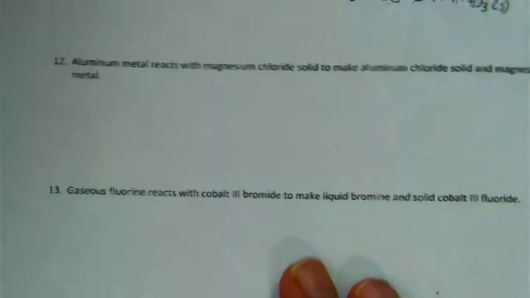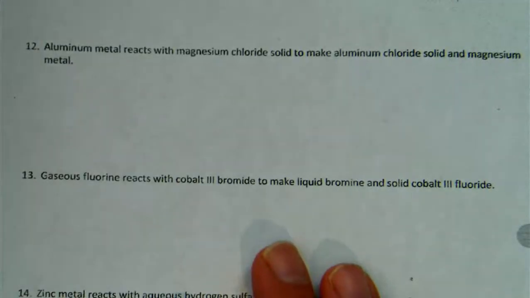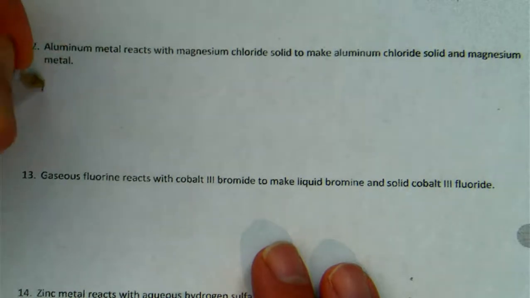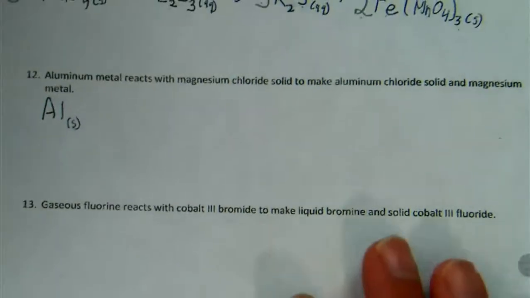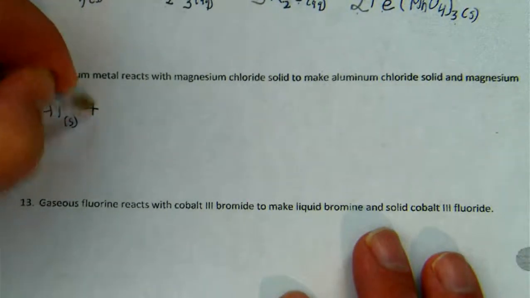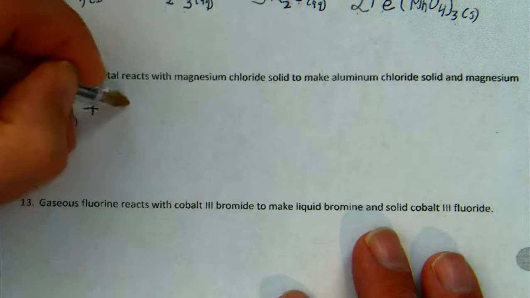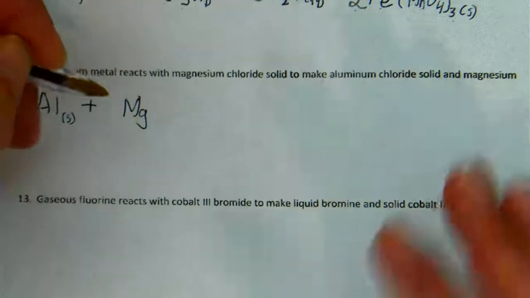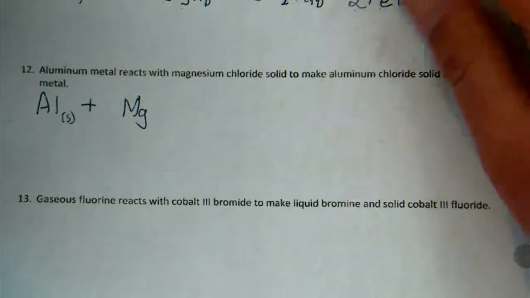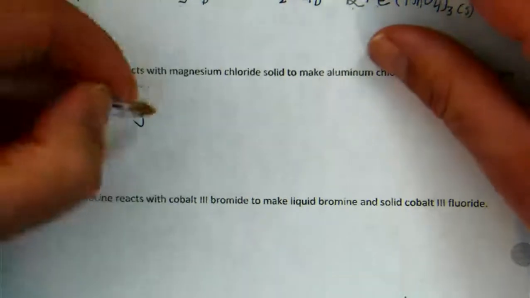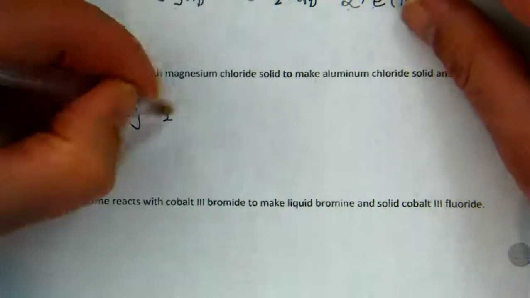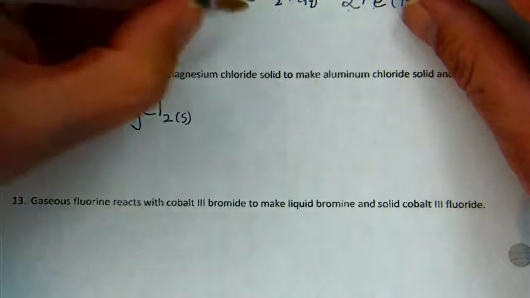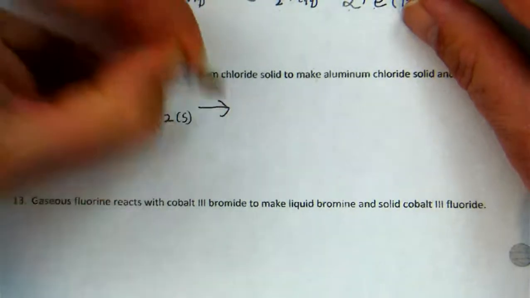Number 12, aluminum metal reacts with magnesium chloride solid to make aluminum chloride solid and magnesium metal. Aluminum metal just means aluminum, if you like, with a subscript S for solid. Reacts with, that's a plus sign. Magnesium chloride. Magnesium is always a 2 plus because it's an alkaline earth metal. Chlorine is always a -1 because it's a halogen, and therefore you're going to need 2 chlorines for every magnesium. It's in the solid state, so open parentheses subscript S. To make is a yield arrow to the right.